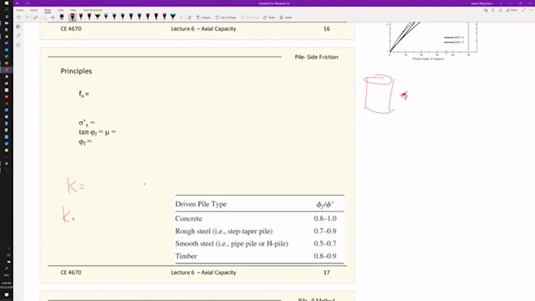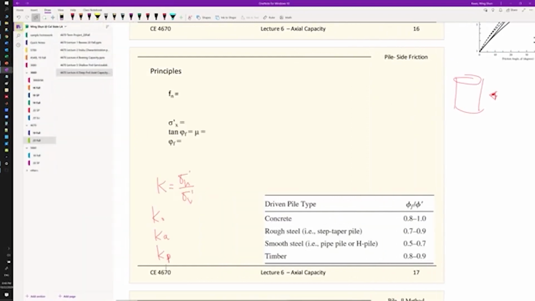So again, the K is the lateral earth pressure coefficient, which equals the horizontal stress divided by the vertical stress, and it must be in effective stress space. And this K constant is a function of the displacements: the K0, at rest, active, and also passive conditions. So again, all this we highlighted at the beginning of the semester.